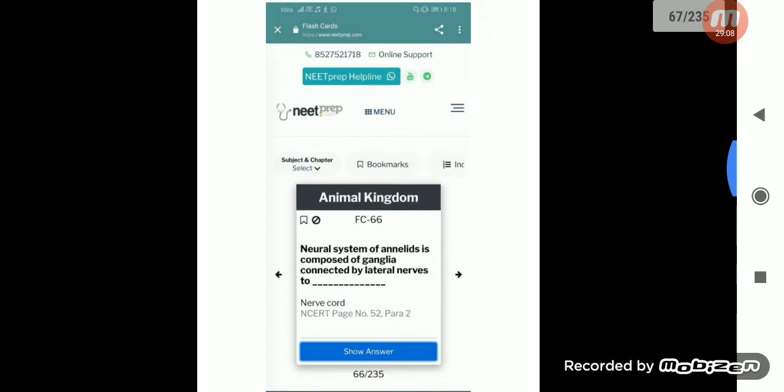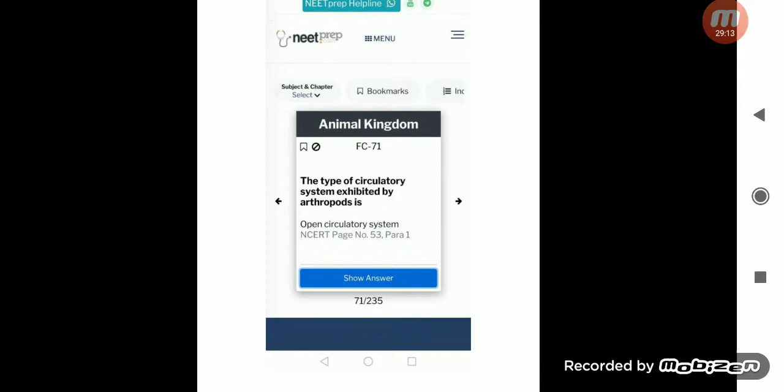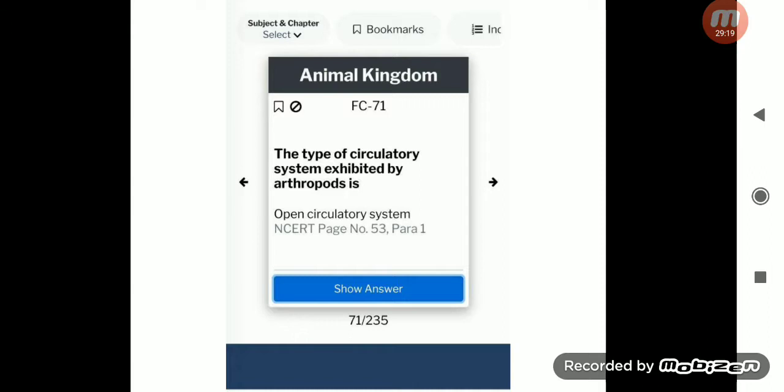The type of circulatory system exhibited by arthropods is open circulatory system.